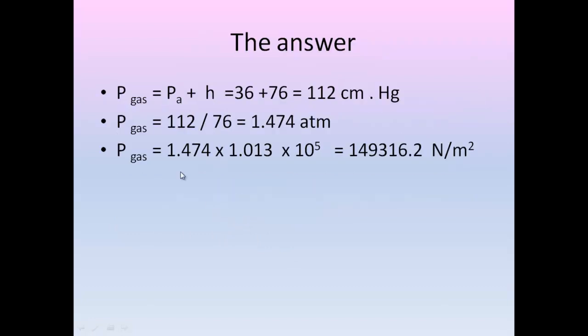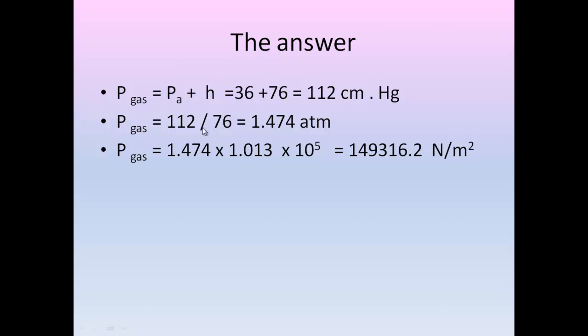Bismillah ar-Rahman ar-Rahim. The first one is too easy. Pressure of gas equals PA plus H, which equals 76 plus 36, so it will be 112 centimeter mercury. We can change it from centimeter mercury to Newton per meter square by many methods. By using cross multiplication, or by putting PA as 1.013 times 10 power 5 Pascal plus rho GH and substituting the density of the liquid. Many methods.